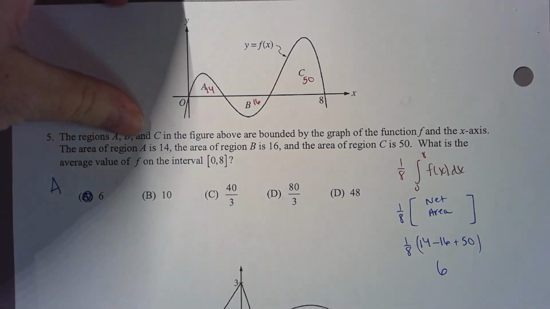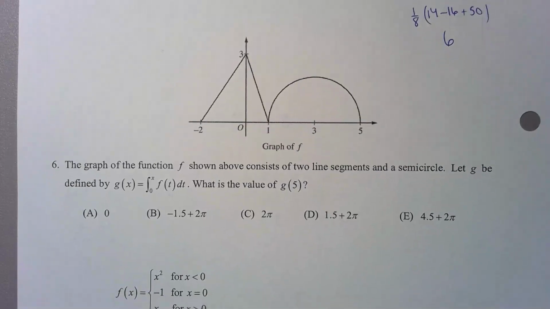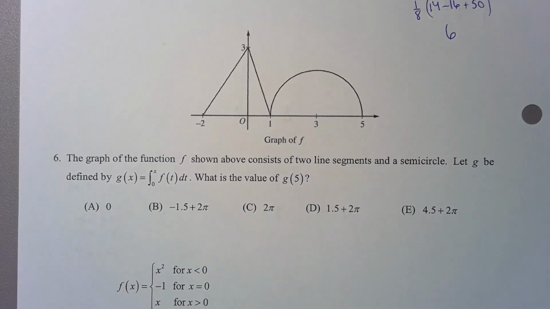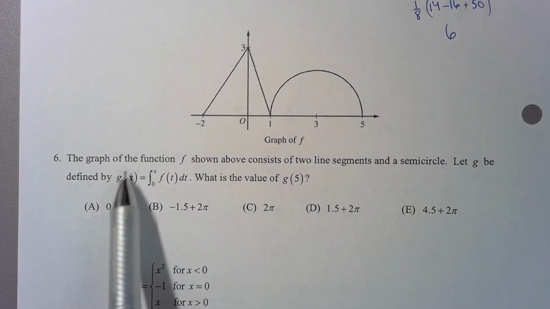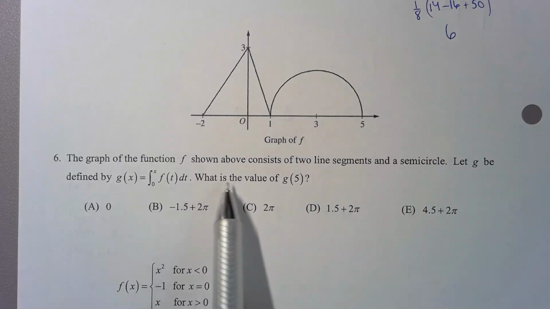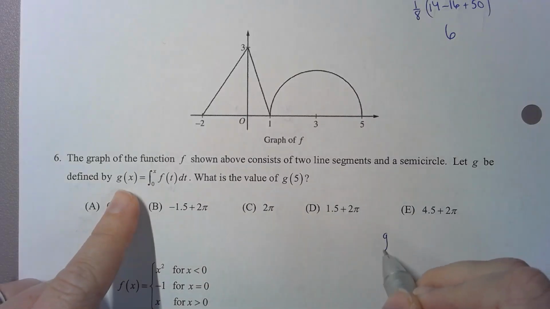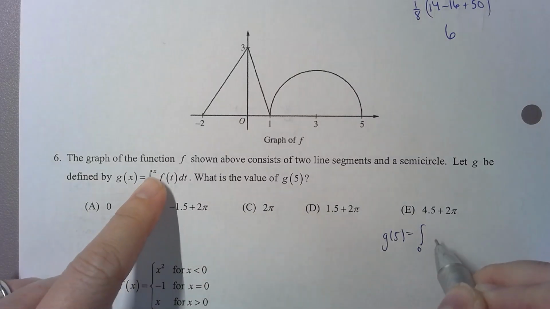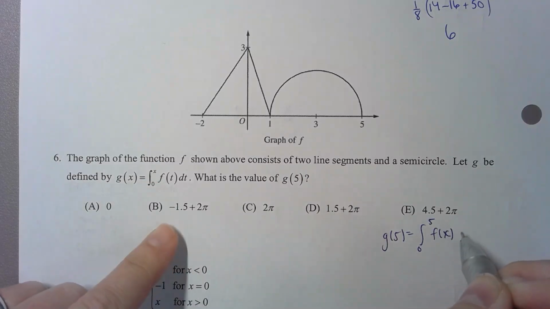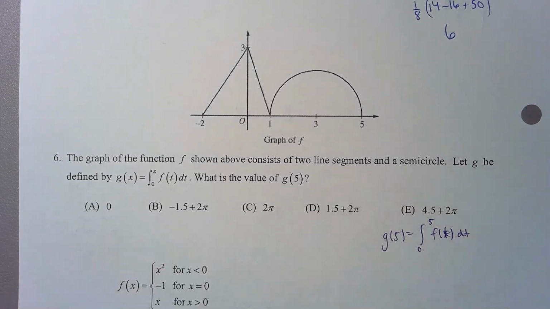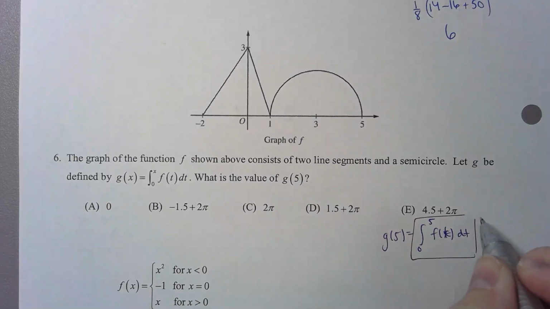All right. Question 6. Here is the graph of f. G is defined by the integral of f. What is the value of g of 5? Well, g of 5 is the integral from 0 to 5 of f of t dt, f of x dx, whatever. It doesn't matter. The most important letter there is f. So we're going to go look for the net area under f, which we have from 0 to 5.